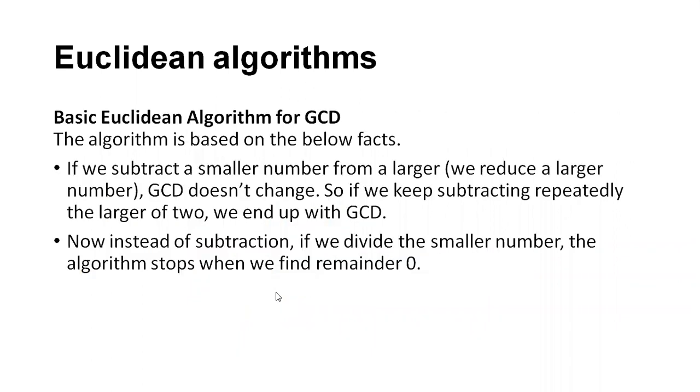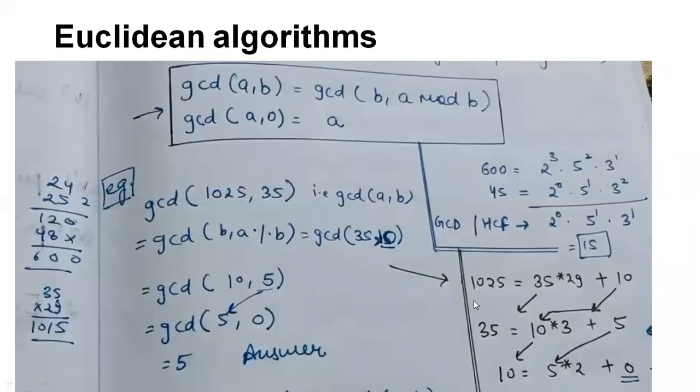But how can we calculate it by using the Euclidean algorithm? I hope in the last lecture we have seen the Euclidean algorithm to calculate the GCD. This algorithm we have discussed in the last lecture. I hope you could remember. Like GCD of a, b. So the formula is what?